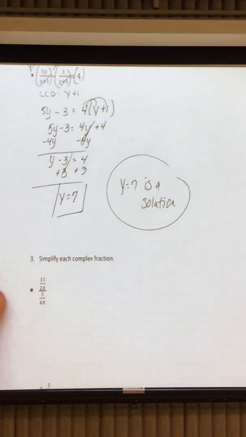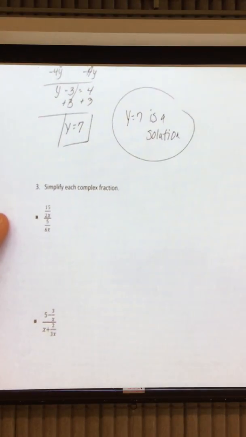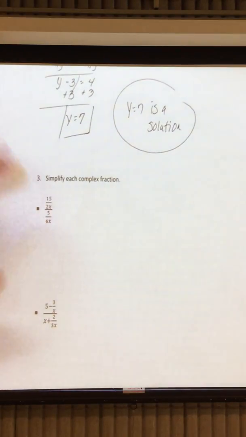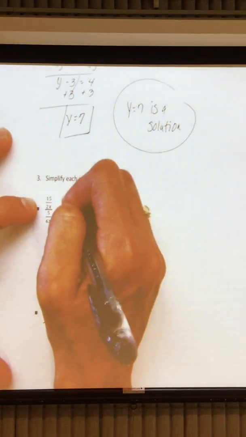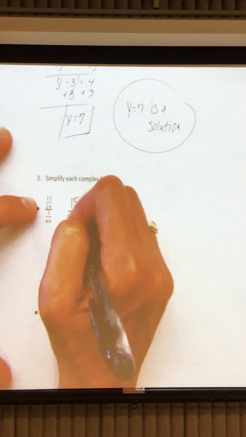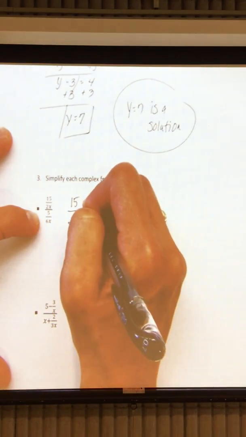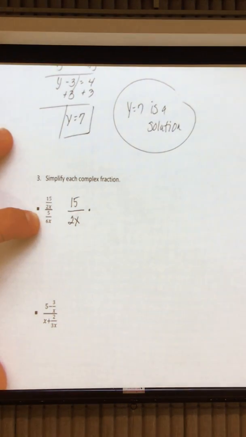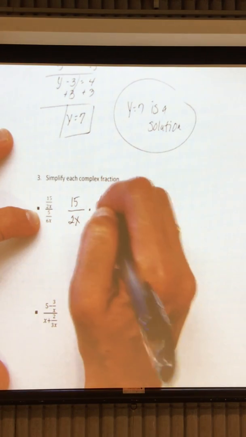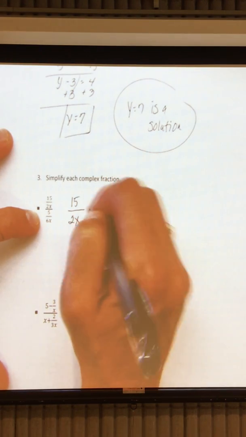Number 3, simplify each complex fraction. Here we can solve this first complex fraction one of two ways. Let's solve it using the product rule, the division rule. So here we have 15 over 2x, and here we can flip the denominator and make it into a multiplication instead of a division. So we flip the denominator and we have 6x over 5.